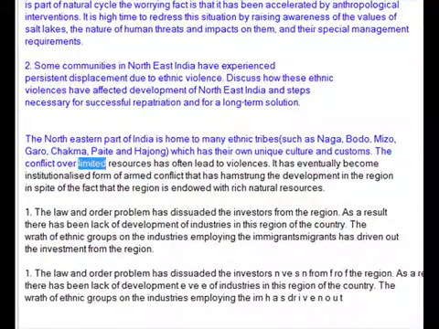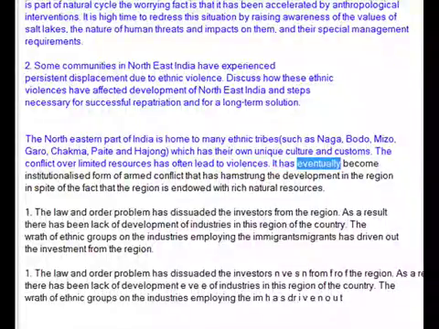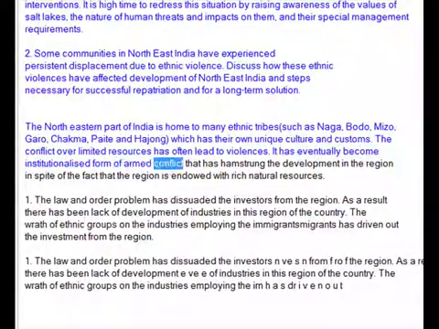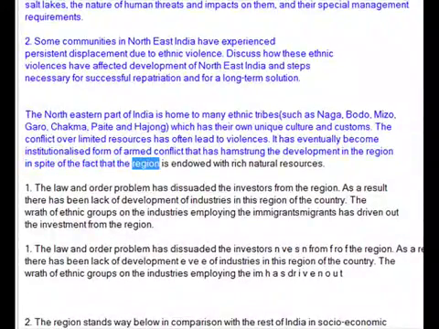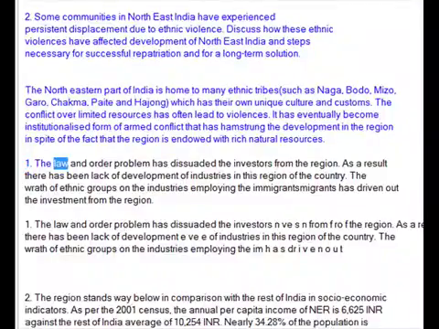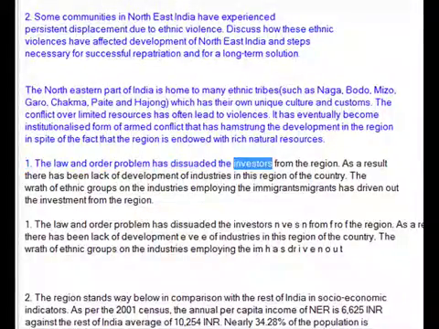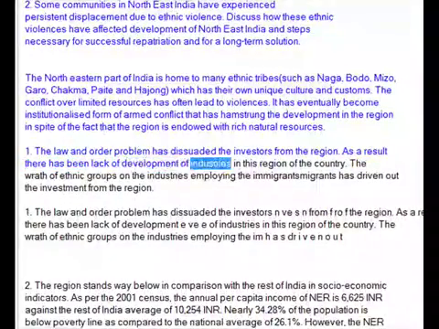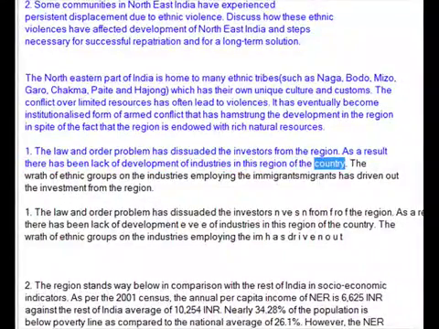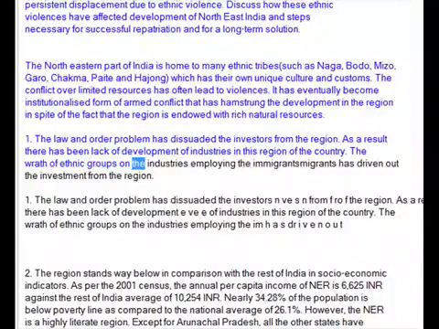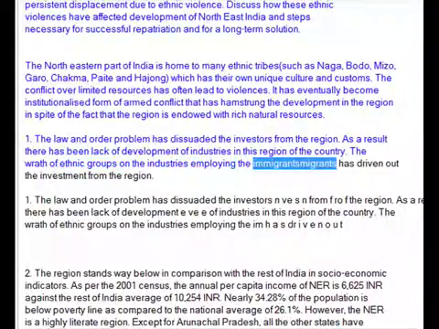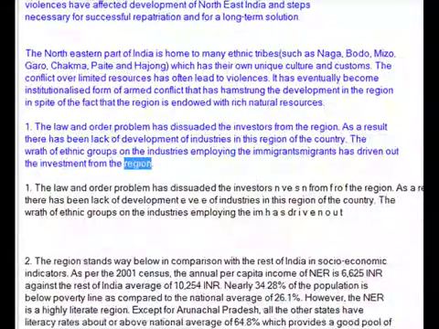The conflict over limited resources has often led to violence. It has eventually become an institutionalized form of armed conflict that has hamstrung the development in the region in spite of the fact that the region is endowed with rich natural resources. 1. The law and order problem has dissuaded the investors from the region. As a result, there has been lack of development of industries in this region of the country. The rant of ethnic groups on the industries employing the immigrant migrants has driven out the investment from the region.